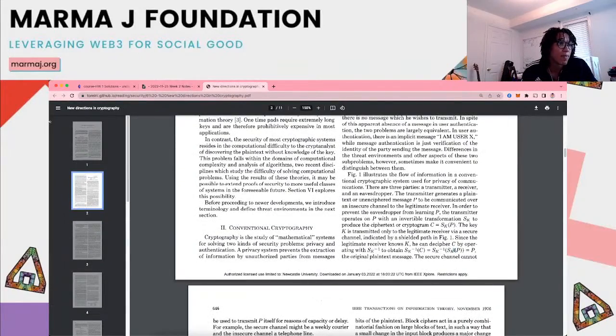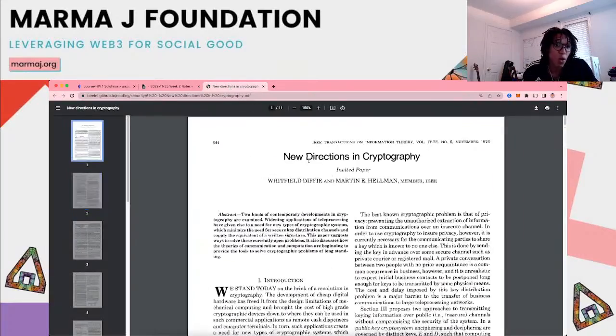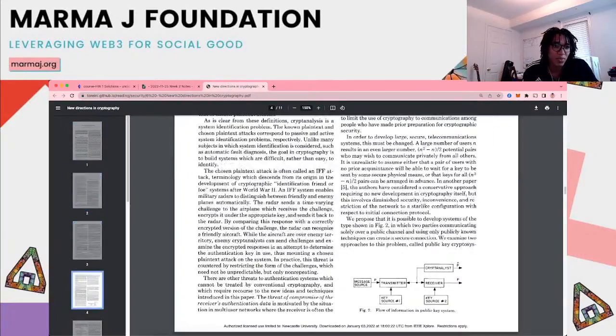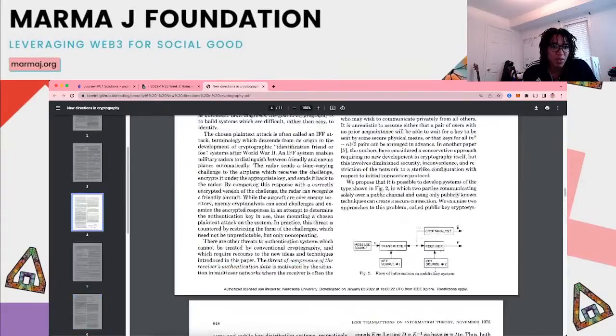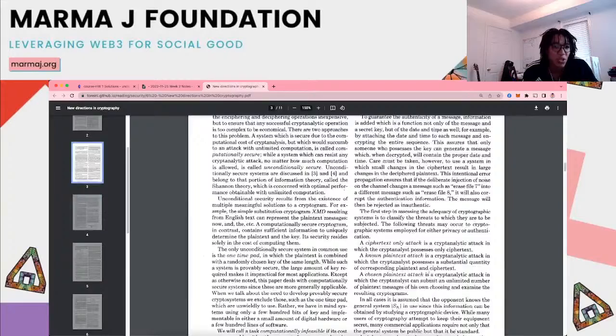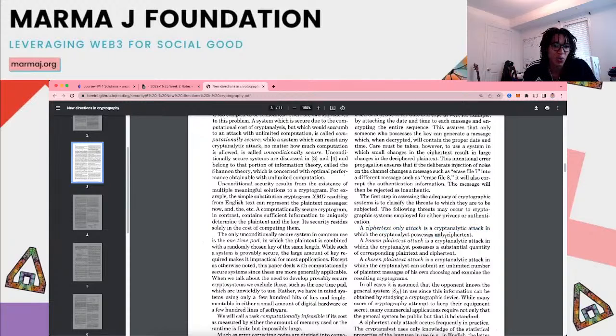But anyways, there was the extra reading, New Directions in Cryptography. I think it's a wonderful paper. It has some great points. For example, one of the coolest parts of it, I think, is how it so clearly outlines that a ciphertext only attack is a cryptanalytic attack in which the cryptanalyst possesses only ciphertext. It's obvious, but it explains it so clearly.